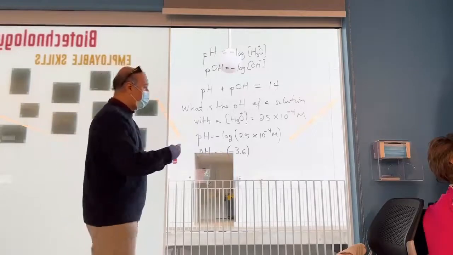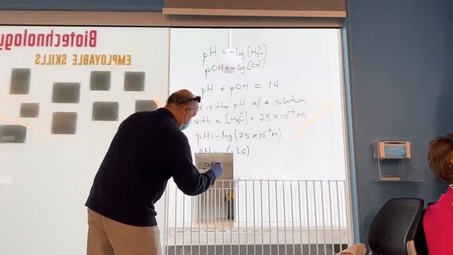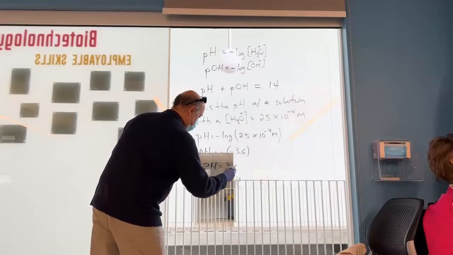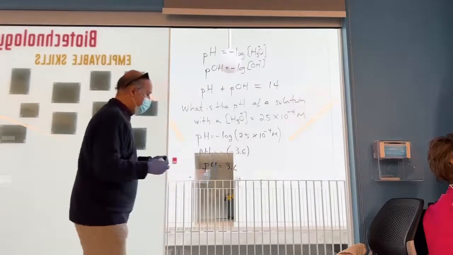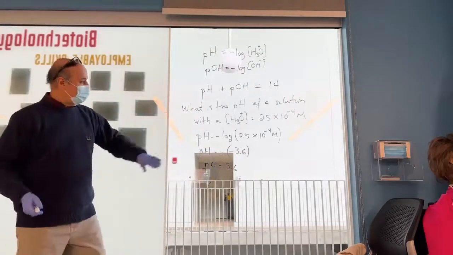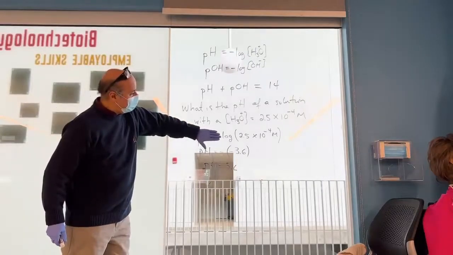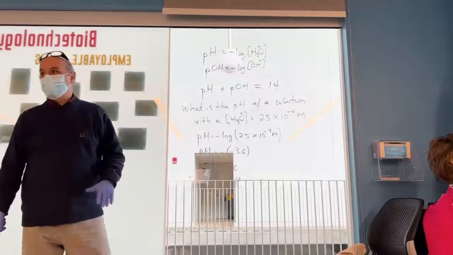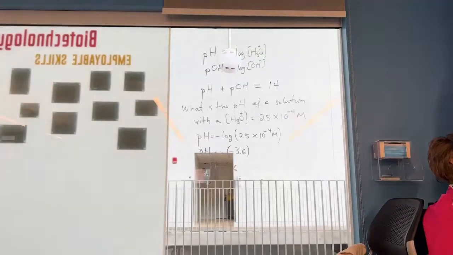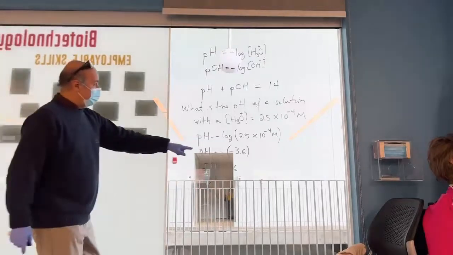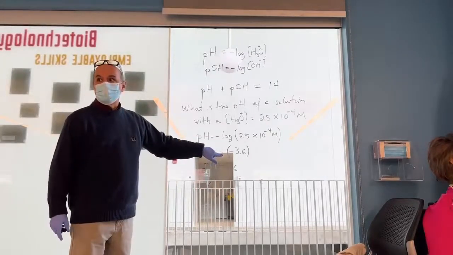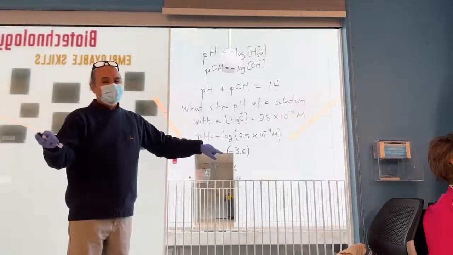the pH of this solution is 3.6. So Stan was saying if you did just log, if you ignore the negative sign there and you just do log of 2.5 times 10 to the negative 4, you're going to get negative 3.6. So that's why we have that negative sign outside, to convert the negative. This is a convenience.